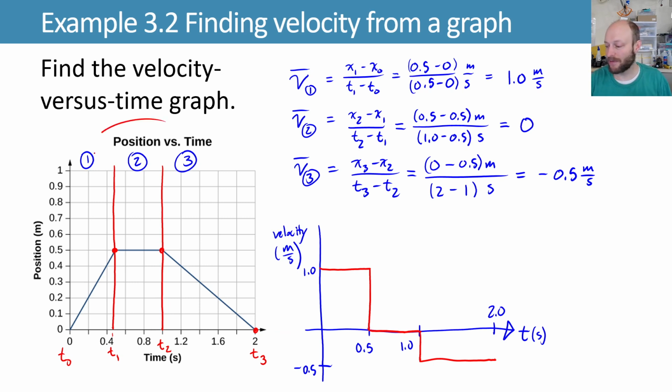That's taking a position versus time plot and looking at the slopes of that plot in order to make a velocity versus time plot. So position versus time, the slope gives you velocity, so we use that to find the velocity.